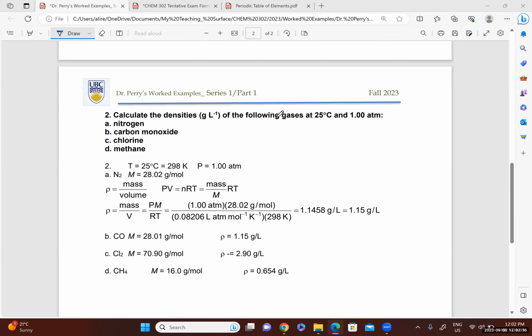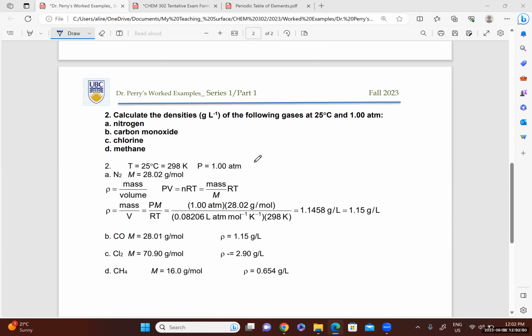Calculate the densities of the following gases at 25 degrees Celsius and 1 atmosphere. This is question 2. We've got different species of different molecules here, and we're going to calculate the densities for all these molecules, assuming that the pressure and temperature are the same for all these gaseous systems. All right, so temperature is 25 degrees Celsius. We need to convert it to Kelvin. Why is that? I'll explain it in a second.